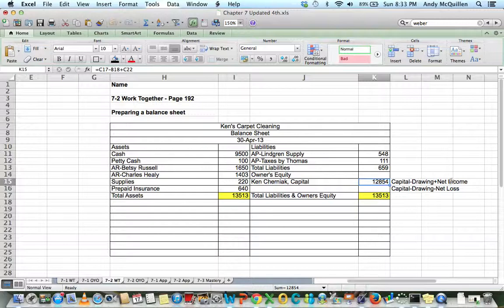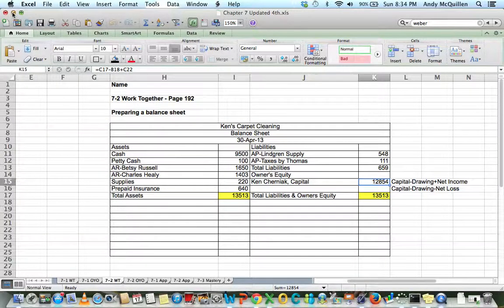Remember, to get capital, if we have a net income, it's going to be capital minus drawing plus net income. If we have a loss, it'll be capital minus drawing minus the loss, and then the capital number goes there. Remember, our total assets and total liabilities and owner's equity are on the same line, and they should balance, and you highlight them once they do.